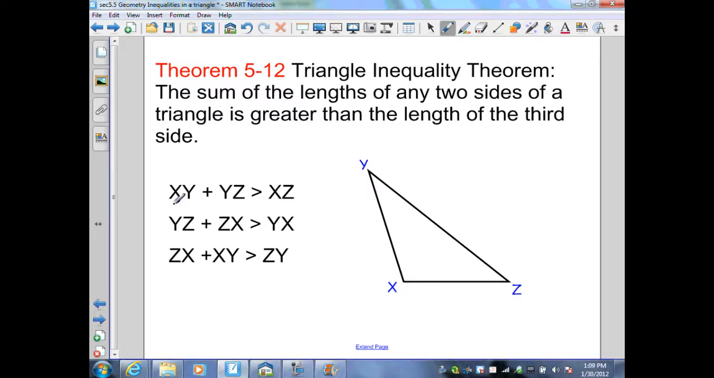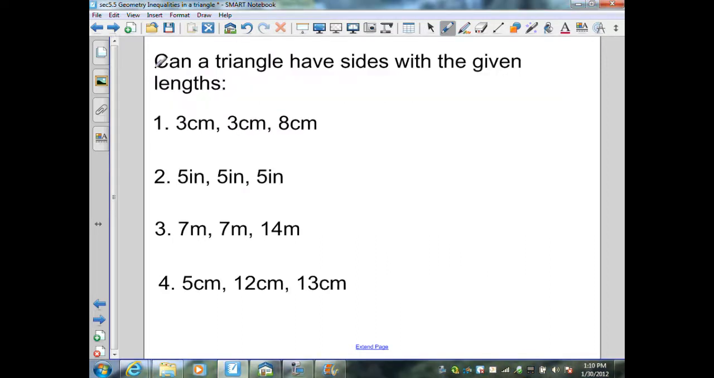In other words, I need to have segment XY plus YZ greater than segment XZ, YZ plus ZX greater than YX, ZX plus XY greater than ZY. The easiest way to determine this is to find the two smallest segments in the triangle, add them together, and if those are not bigger than the third side, then those segments do not form a triangle. Let's look at an example.